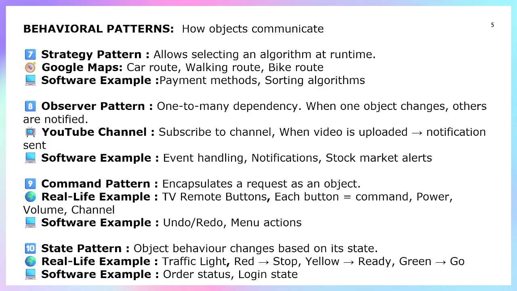Ninth is the command pattern. The command pattern encapsulates a request as an object. For example, a TV remote button. Each button is a command: power, volume, and channel. It encapsulates a request in an object. Undo, redo, menu action. In a menu action, you can see all the requests encapsulated into an object, meaning encapsulating a request into an object.